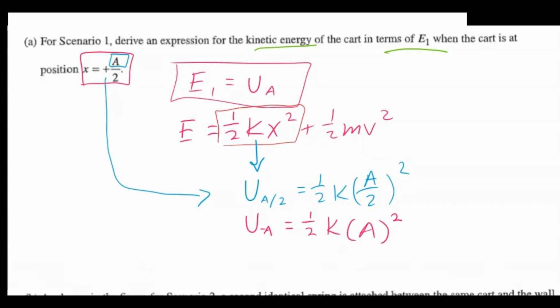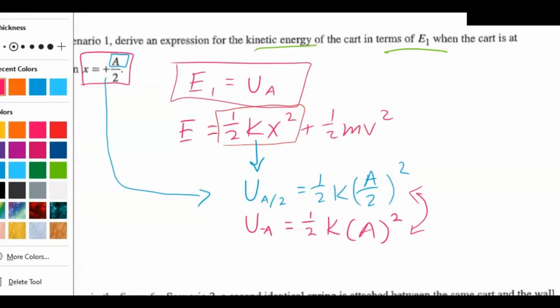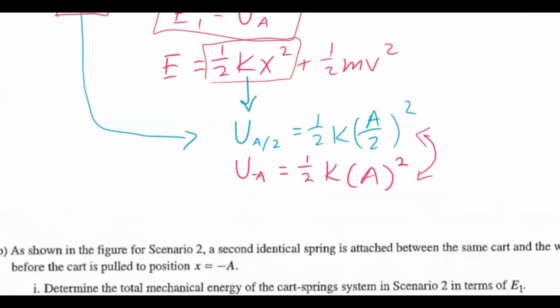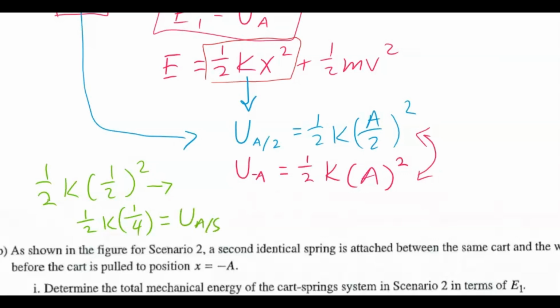So that's also squared. Now we need to find the factor between these two spring potential energies. To do that, we can plug in a fake value for A, and I'm just going to plug in 1. For this one, we get 1/2 k (1/2) squared, which gives us 1/2 k times 1/4. That's equivalent to our spring potential energy at that new position.